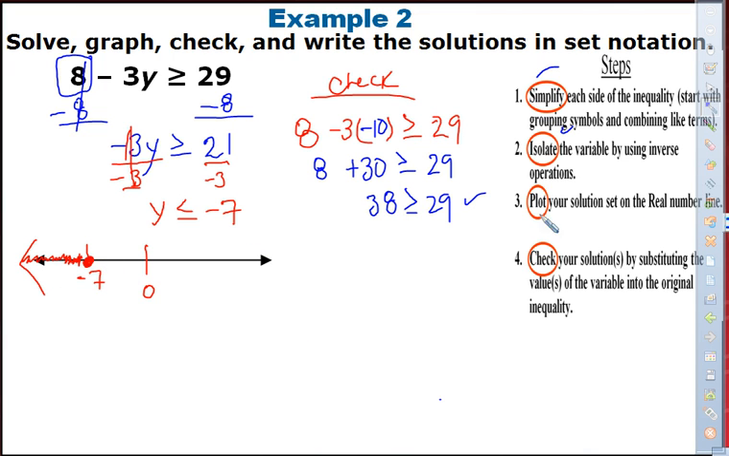So let's write our set notation. We already plotted and checked it. The set of all y's, or numbers y, such that, what is our inequality? y is less than or equal to negative 7.